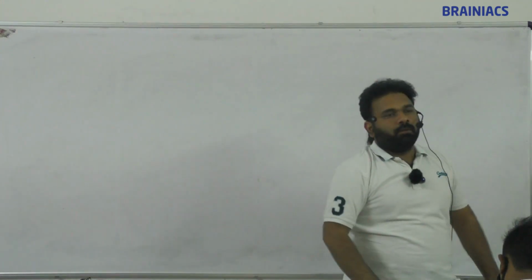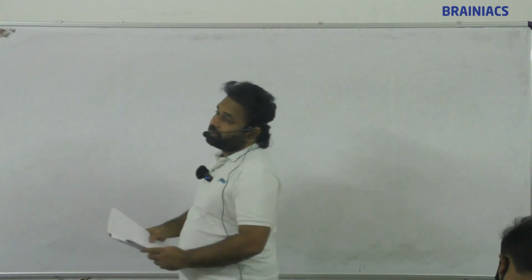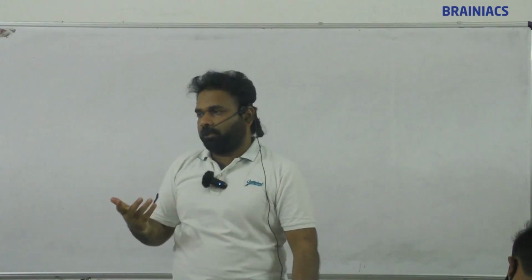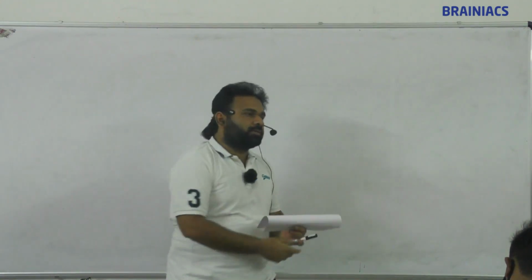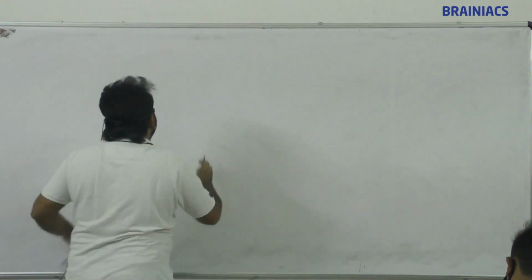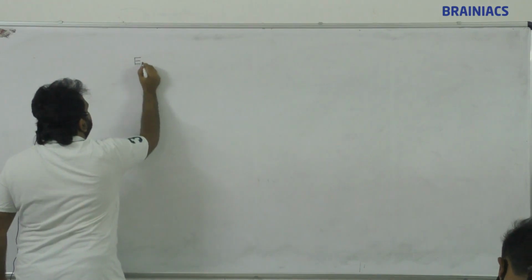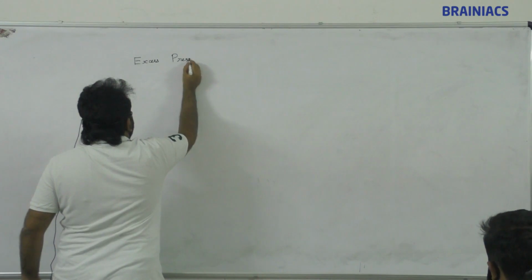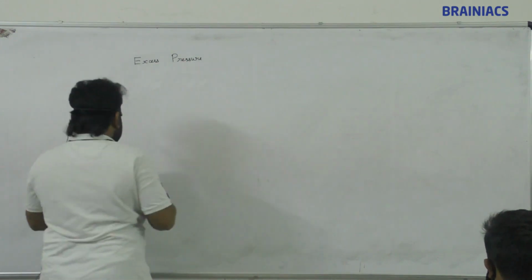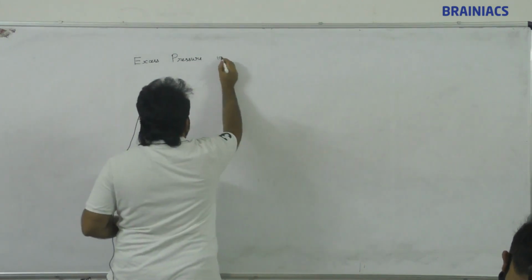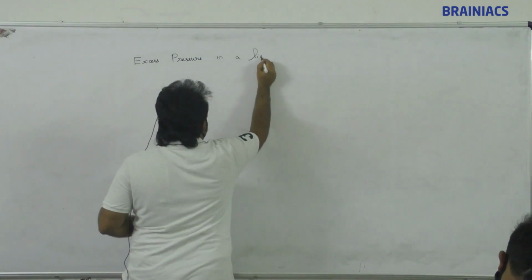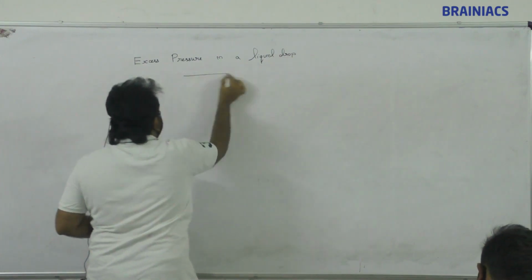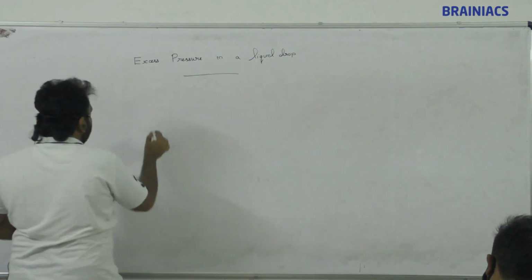Now this surface tension is a property of any liquid, liquids just have it. Now just put the heading: excess pressure in a liquid drop.